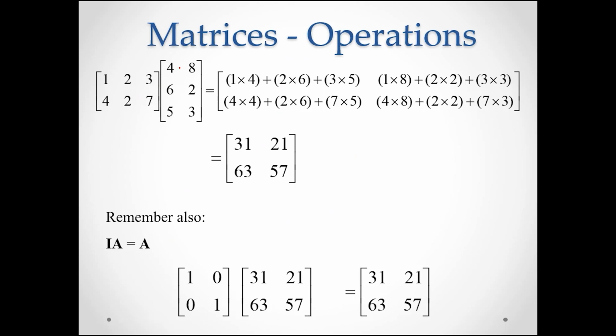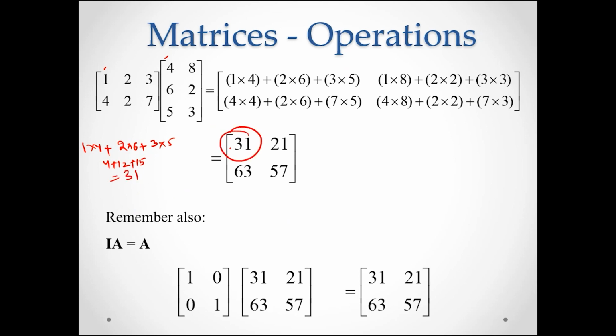Okay, so let's do this example. 1 multiplied with 4, plus the second entry is 2 cross 6, third entry is 3 cross 5. So my first entry C11 will be 4 plus 12 plus 15, which is equal to 31.